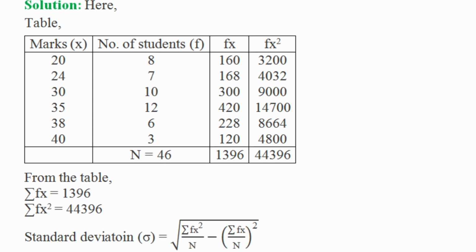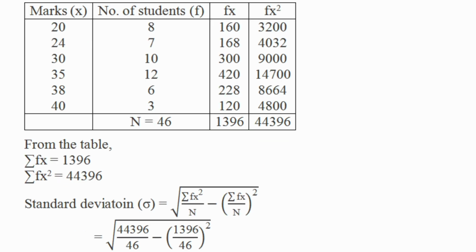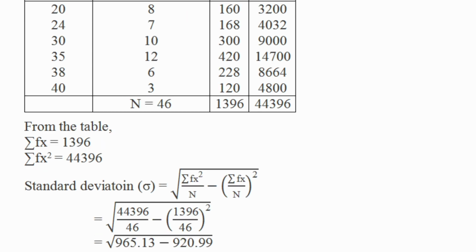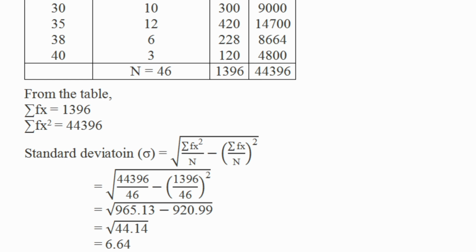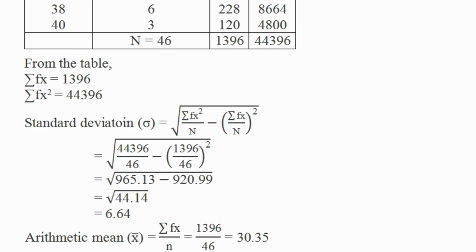Now, standard deviation sigma equals the square root of summation of fx squares divided by n minus the square of summation of fx divided by n, which equals the square root of 44396 divided by 46 minus the square of 1396 divided by 46, which equals the square root of 965.13 minus 920.99, which equals the square root of 44.14, which equals 6.64.